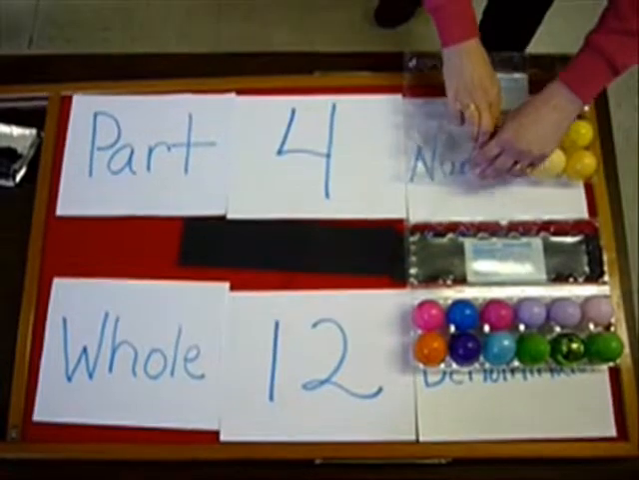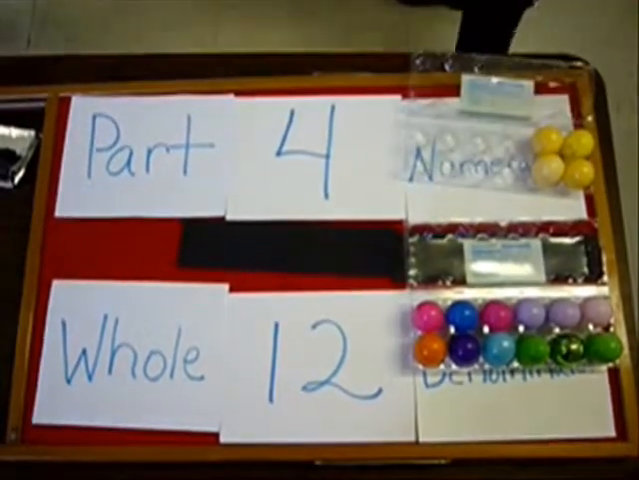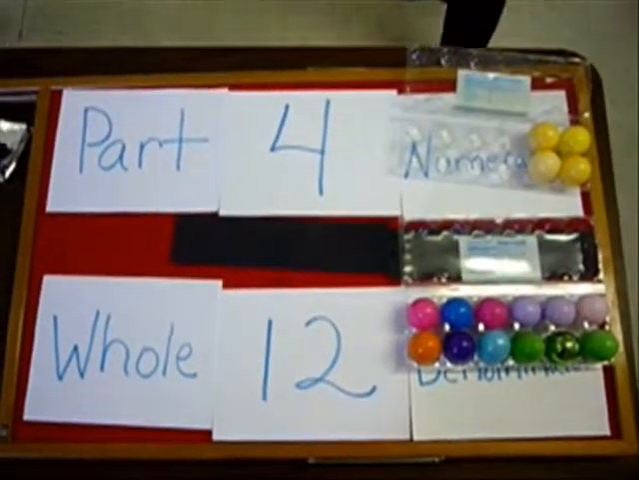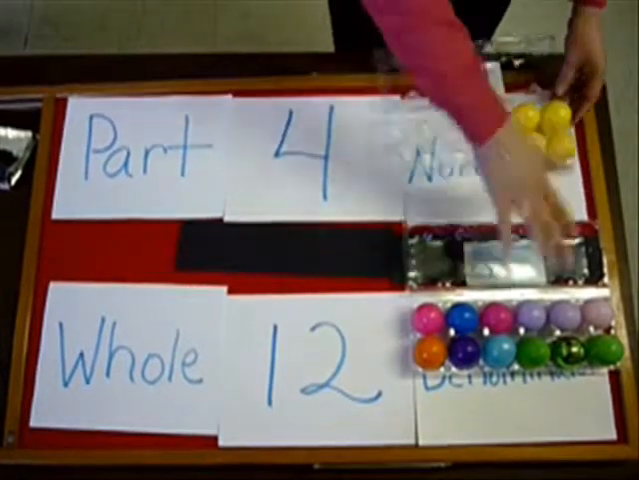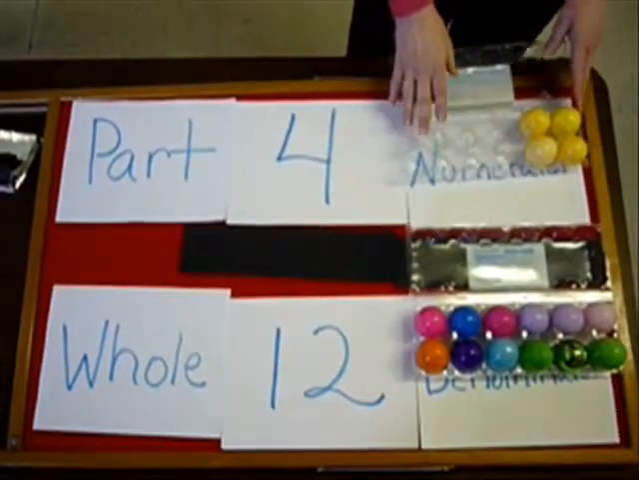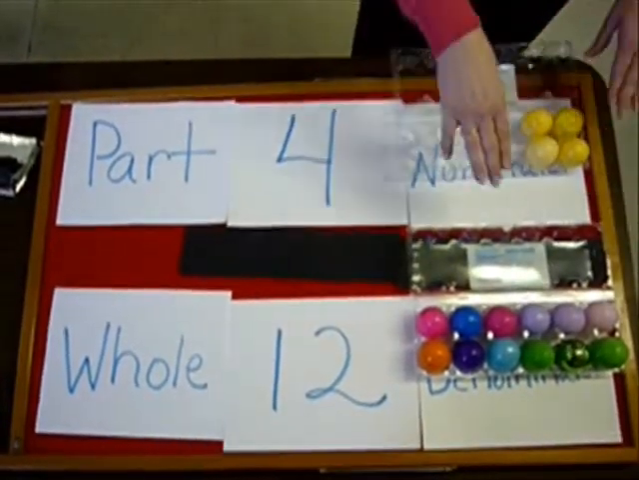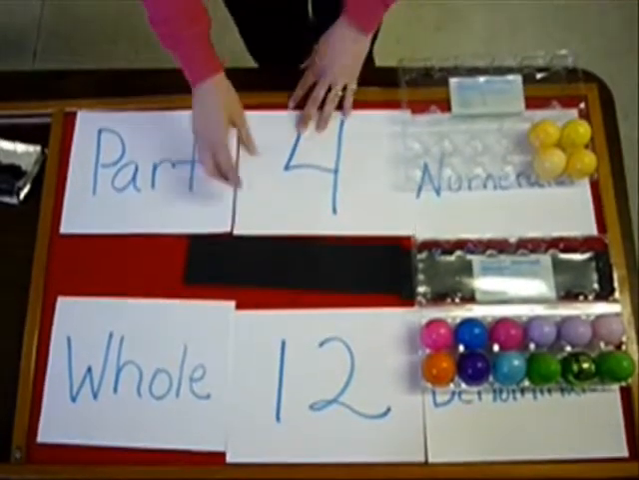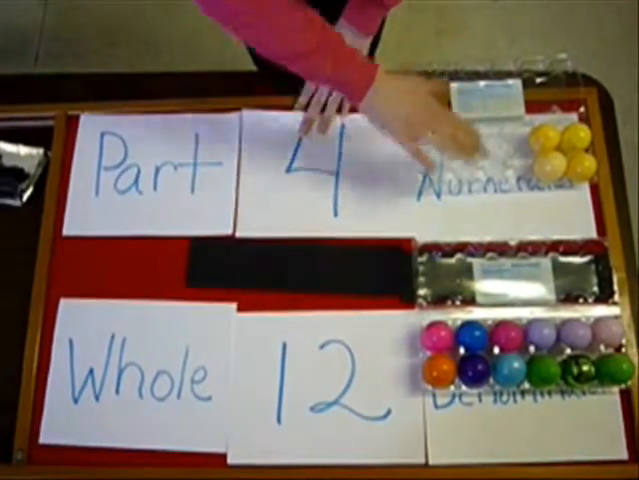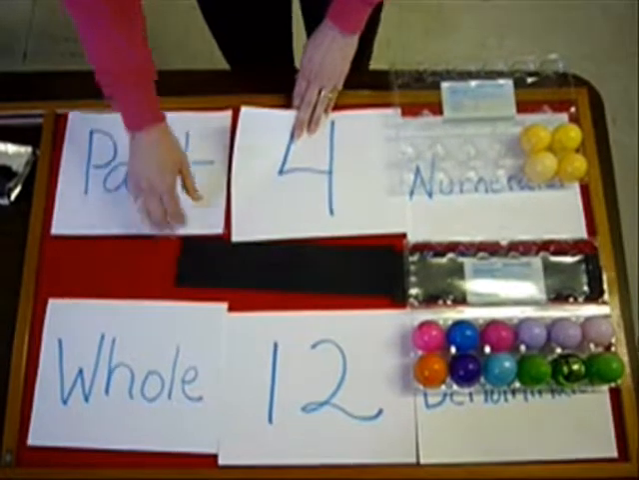And we're going to take out all of our eggs. So you can see that we have 4/12, which this is our part and this is our whole. So 4/12. It's going to show the relationship between the numerator and the denominator, or the part and the whole.